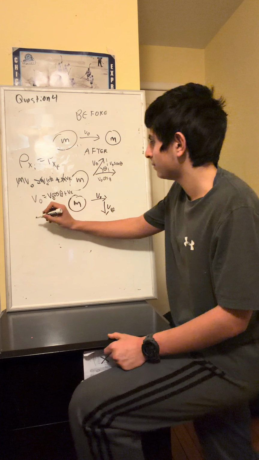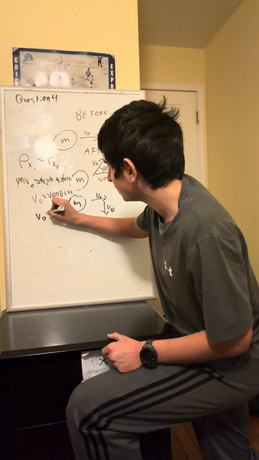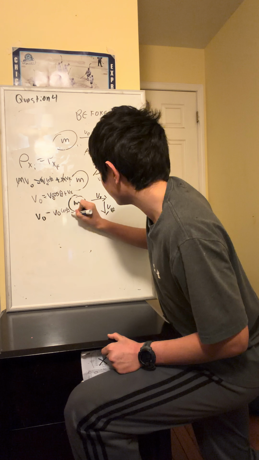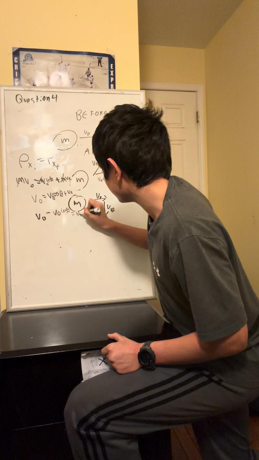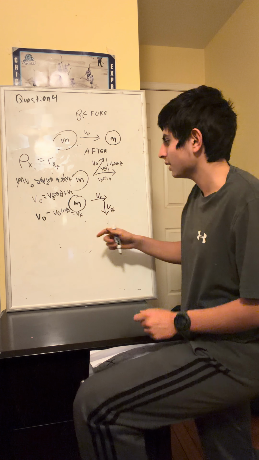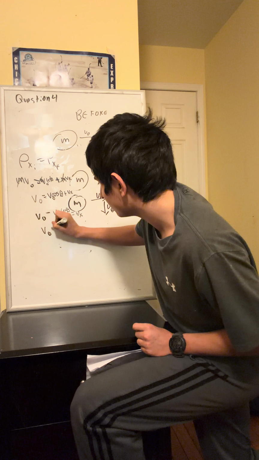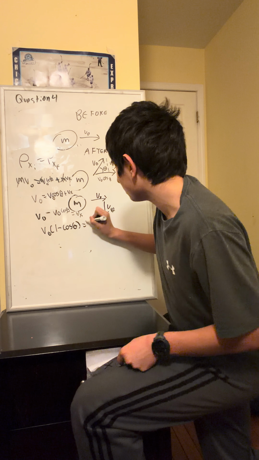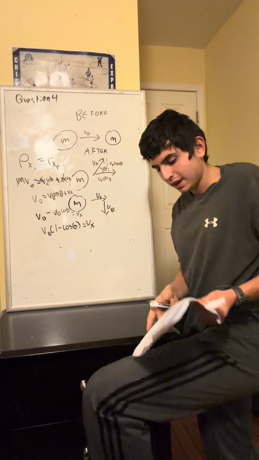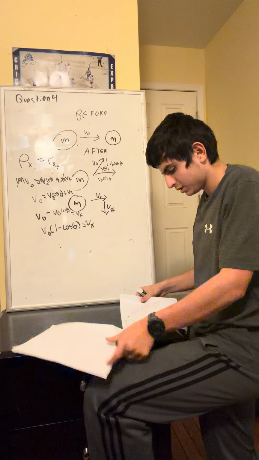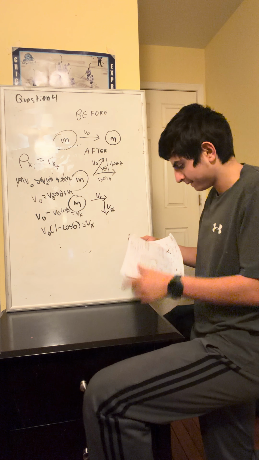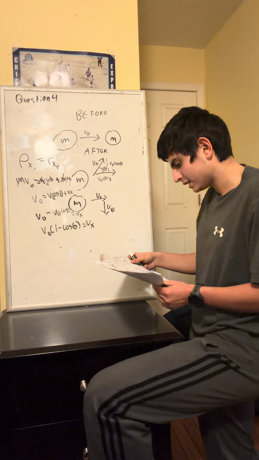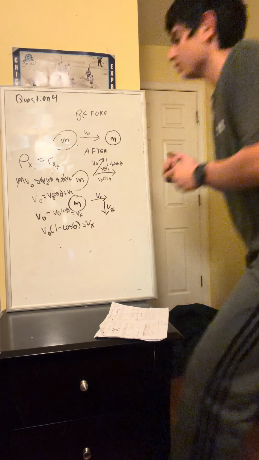So subtraction equals Vx. Oh, that's a little bit messy. And then we can factor out V0 to get V0 times 1 minus cosine theta equals Vx. And if you look at the answer key, that is the correct answer. So that's what you do to solve this problem.